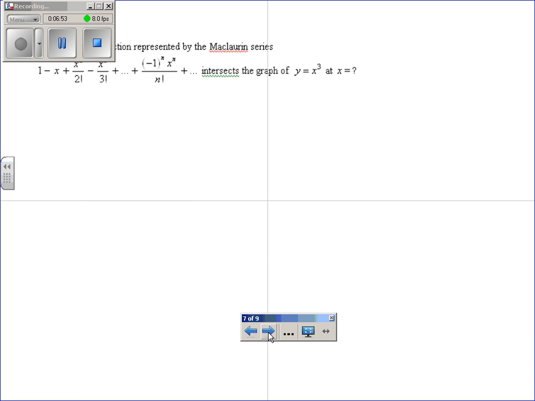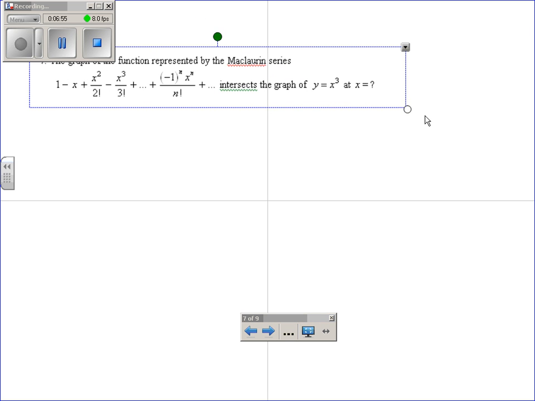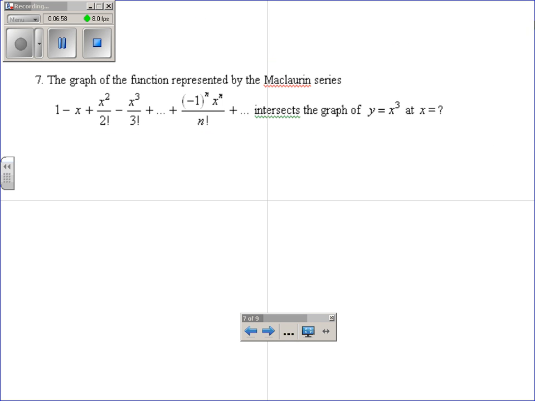Alright, looking at this one, it says we want to know where, and we get to use our calculator on this problem, and we want to know where this intersects x cubed. So you need to recognize what this is, and if you notice, it looks kind of like e to the x. The reason why you should think e to the x is because you have 2, 3, you don't have only odd or only even. But notice that the signs of the odd ones are negative, and so that is e to the negative x because the even powers will stay positive. So you just have to recognize the function.